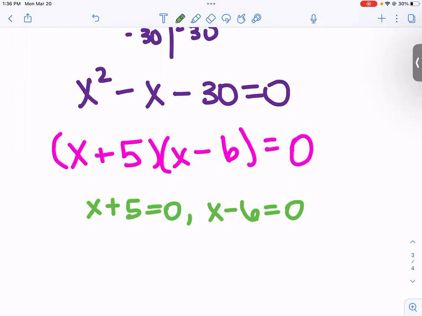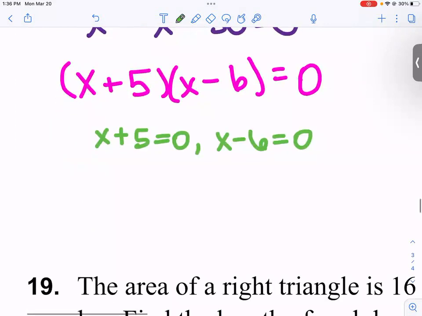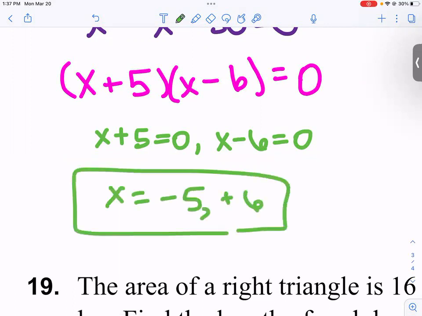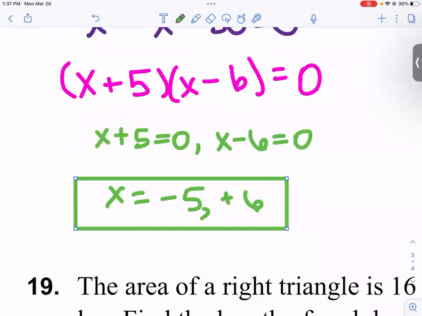Once we have this factored, if we have a product that equals 0, we can set each factor equal to 0. So our answers are negative 5 and positive 6. She added the other way.